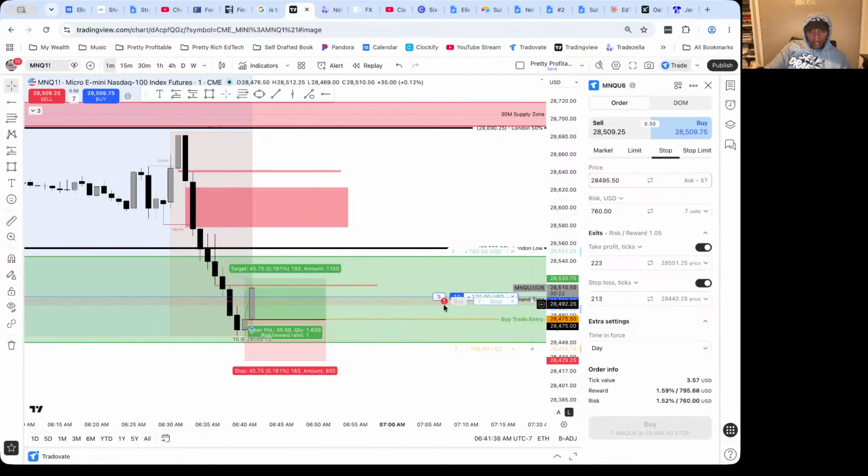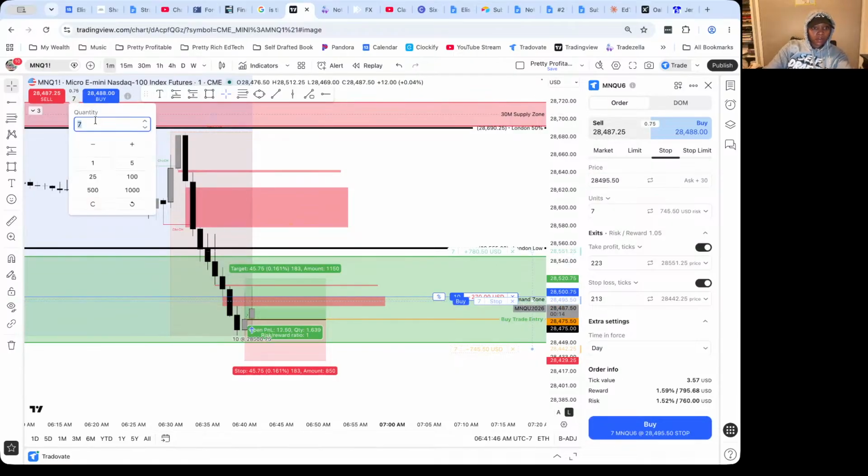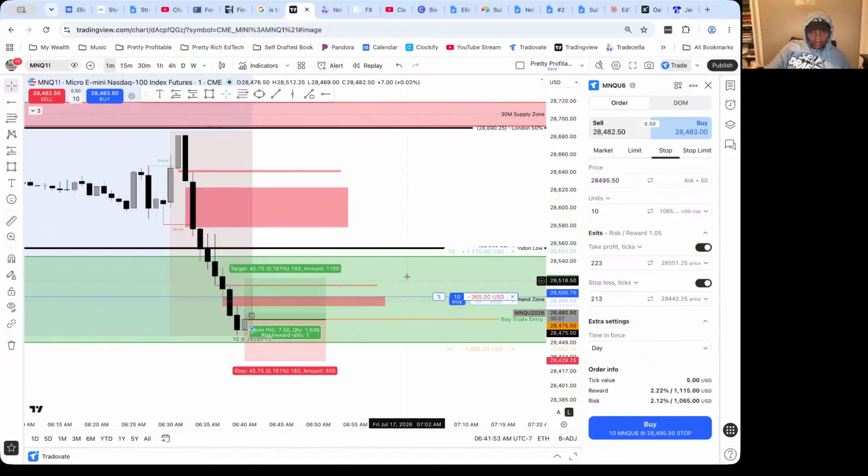Alright, below the zone. My take profit is... why is it at 7? It should be at 10. I don't understand why it be changing. I don't appreciate that. Damn. See, y'all, look at this.